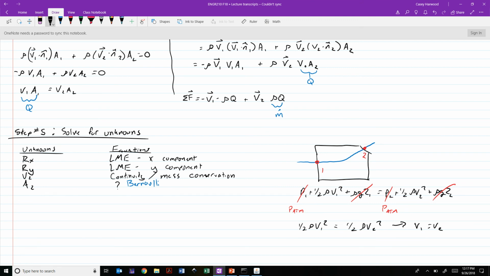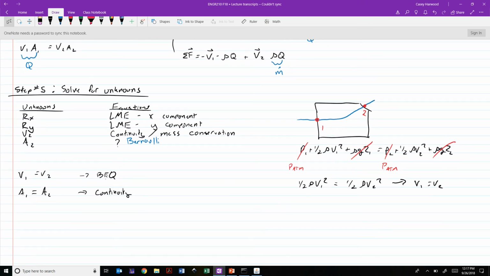Okay, so now if we take Bernoulli, we say V1 is equal to V2. We plug that into our continuity equation, V1A1 equals V2A2. Then we get what? A1 is also equal to A2. The jet is the same size coming out. So V1 equals V2 from the Bernoulli equation, A1 equals A2 from continuity. Okay, now we can plug into the momentum conservation equation, or the linear momentum equation.